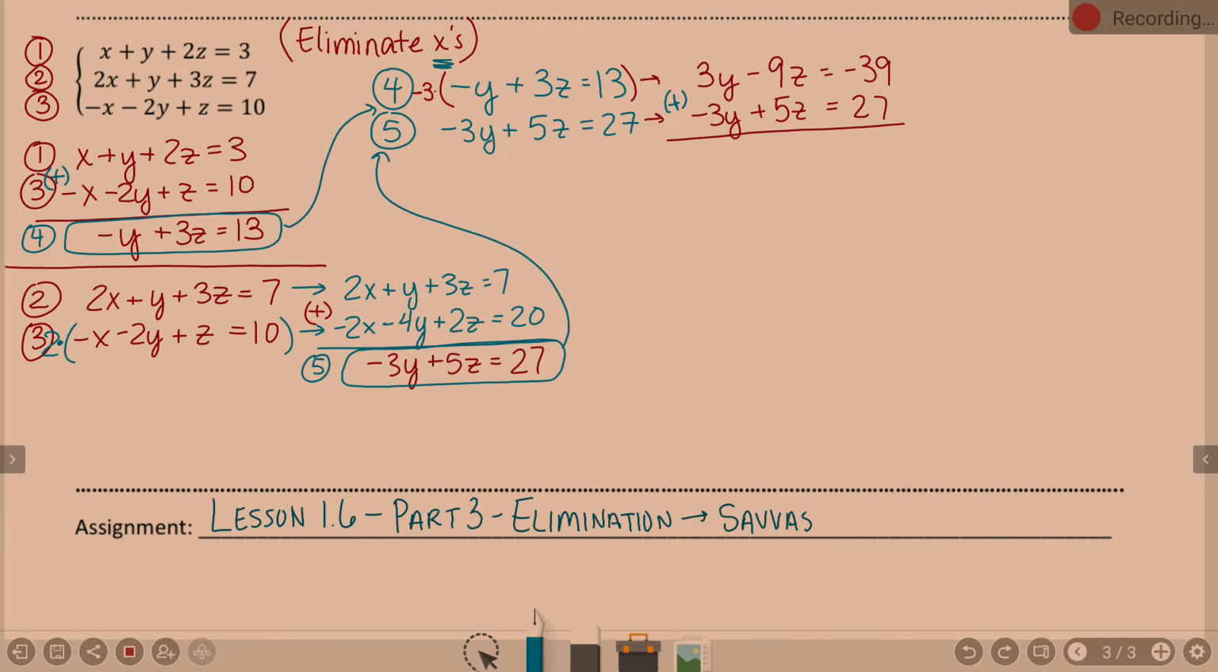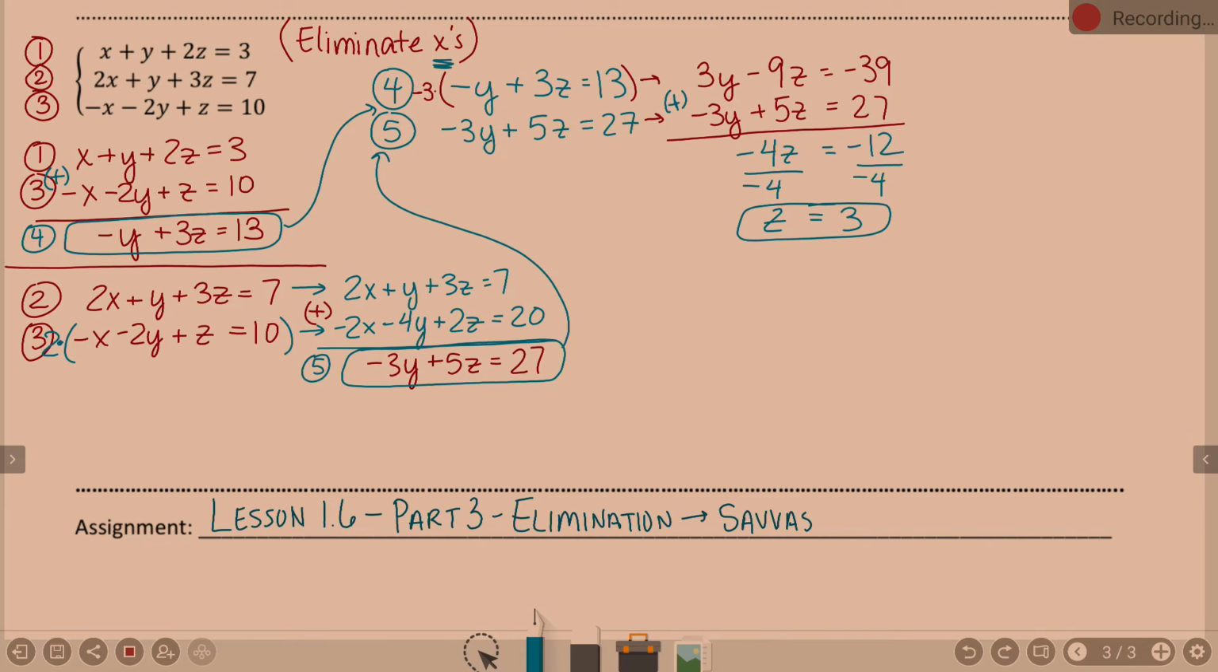My signs are opposite, so I'm ready to add. 3y plus negative 3y cancel. Negative 9z plus 5z is negative 4z. Negative 39 plus 27 is negative 12. If negative 4z equals negative 12, divide by negative 4, and z equals 3. Again, I don't care what other steps you took to get to this point, at some point in your problem you should have z is 3, right?